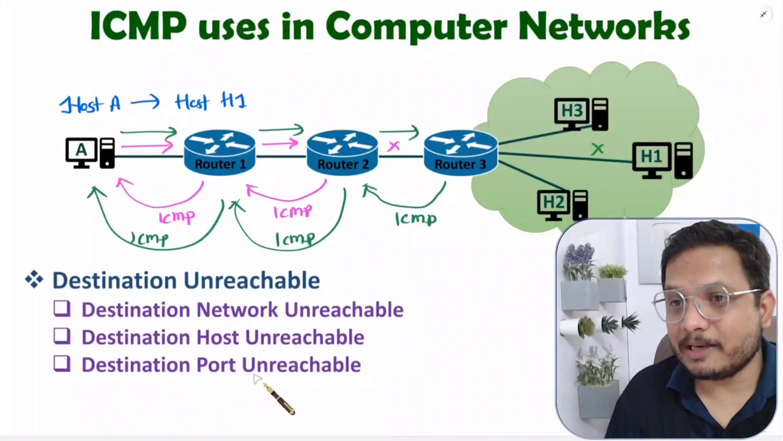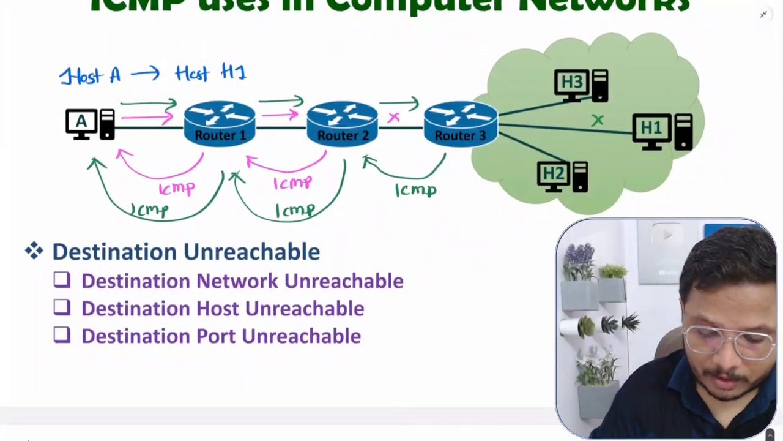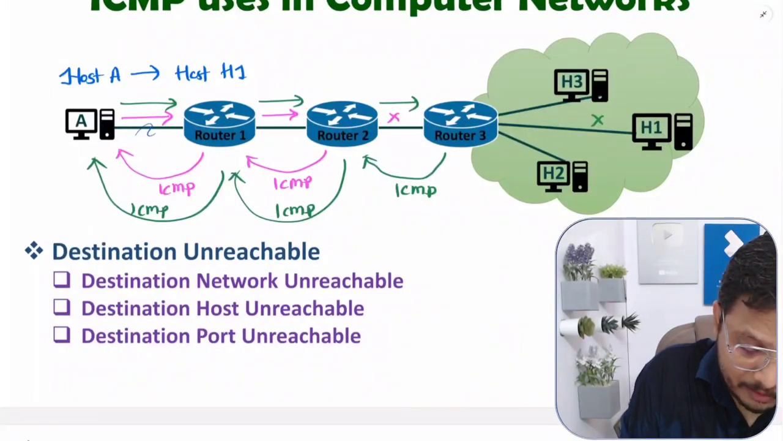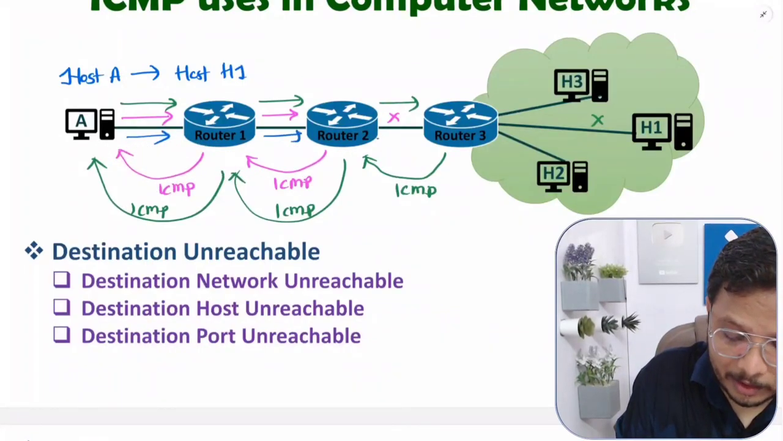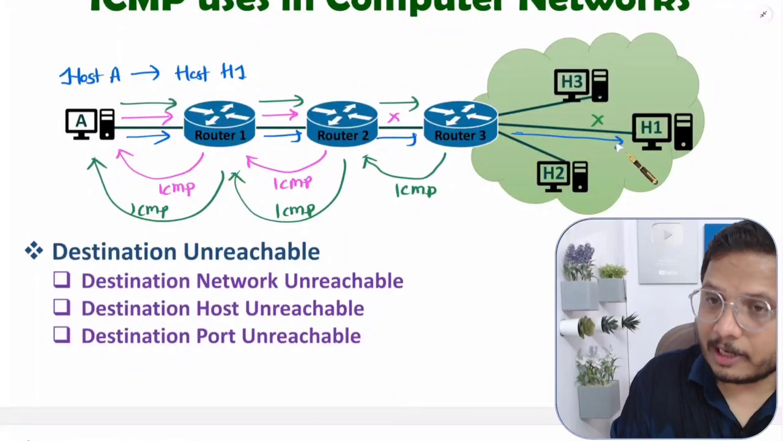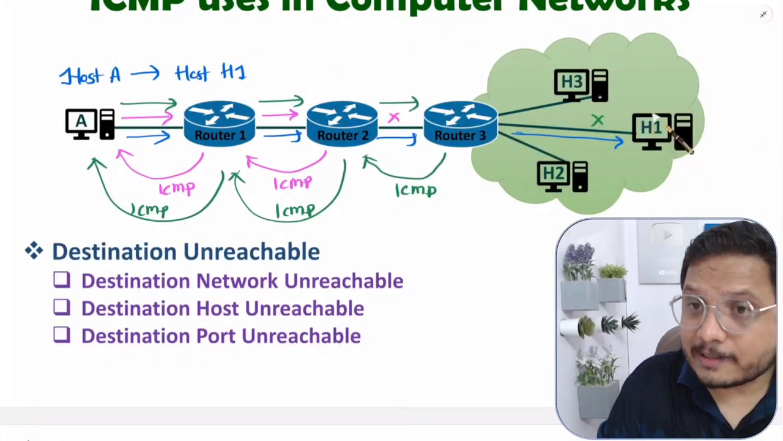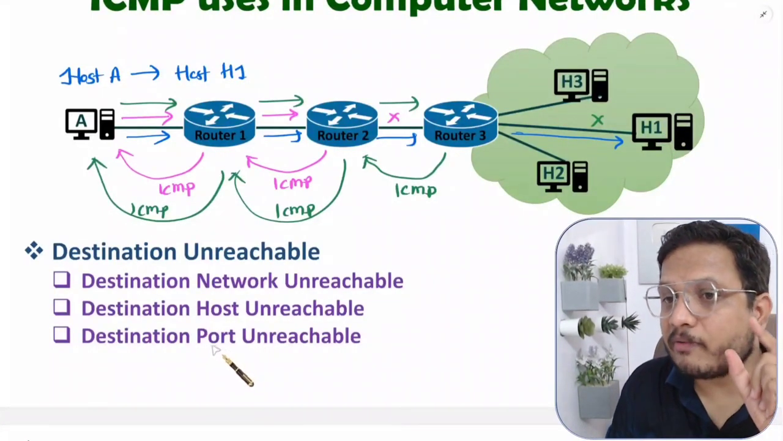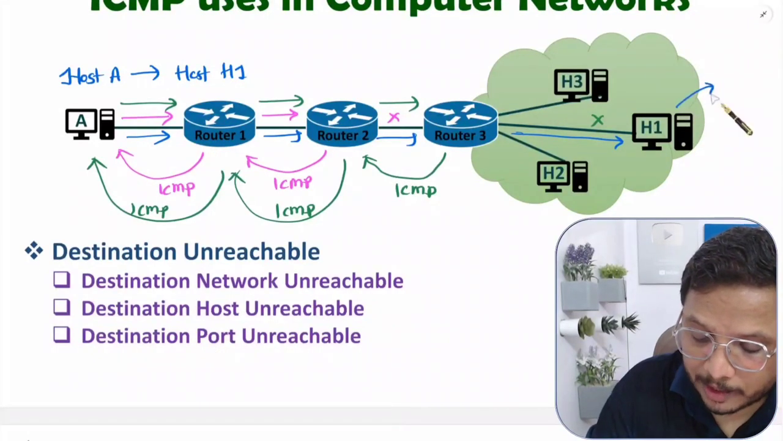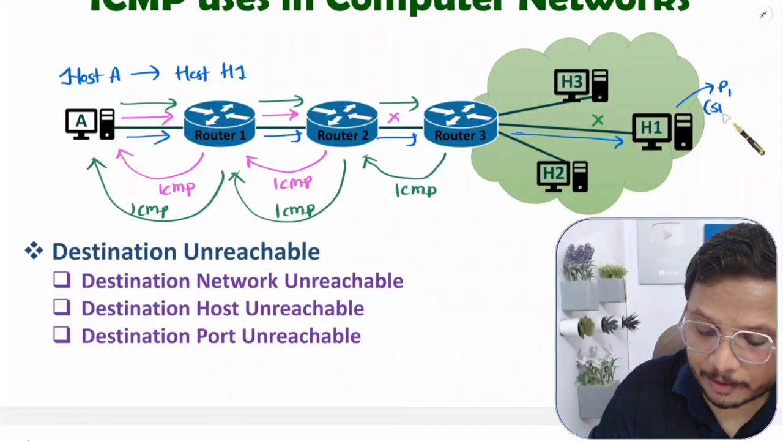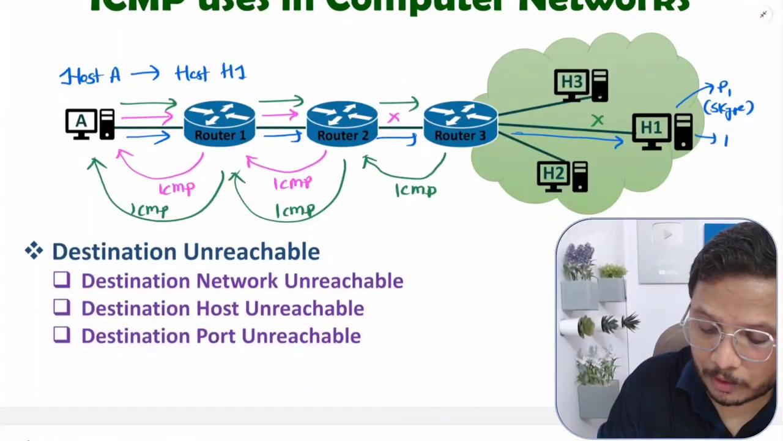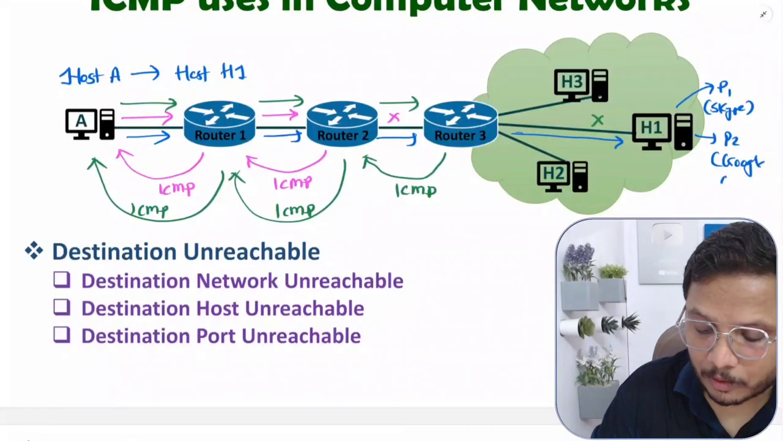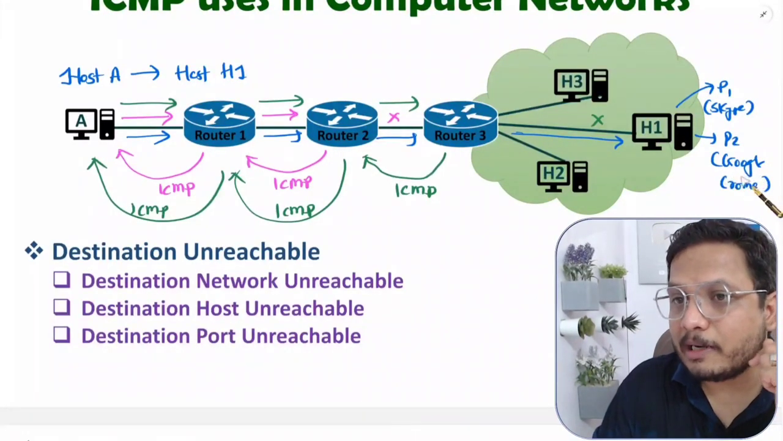Now destination port unreachable. So that is quite interesting. You see what will happen here when host A is forwarding frame, right, to router 1, router 2, router 3. Now it will reach H1, but inside H1 there are multiple processes, and with each process there will be well defined port number. Like you may be using Skype over here, right? Let us say port 1, that is Skype. Let us say port 2, that is Google Chrome, right? Likewise, there can be multiple ports.